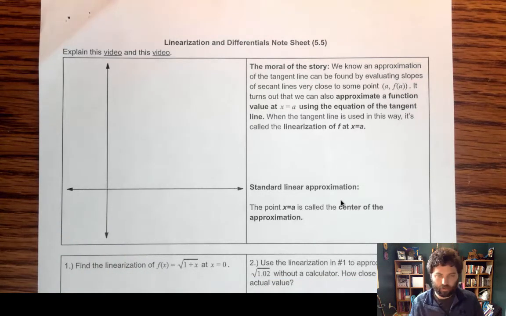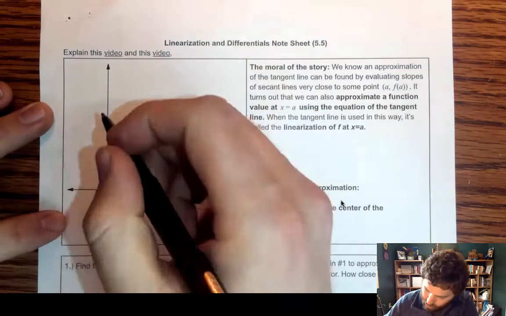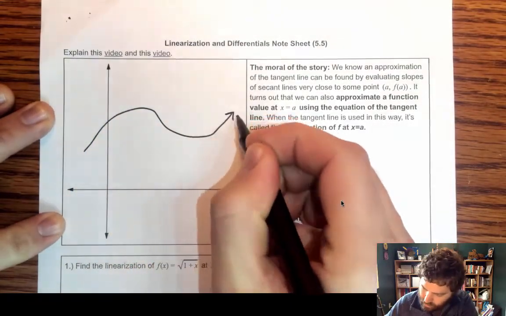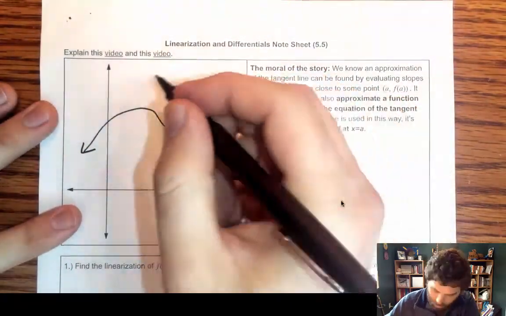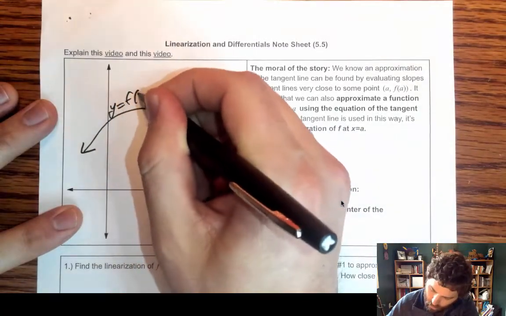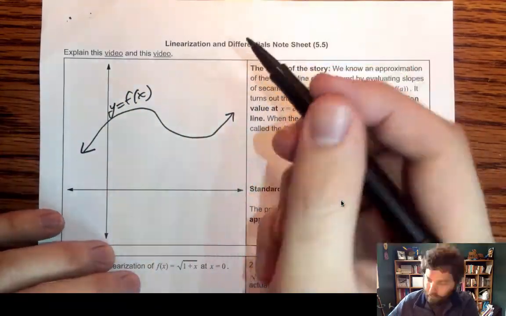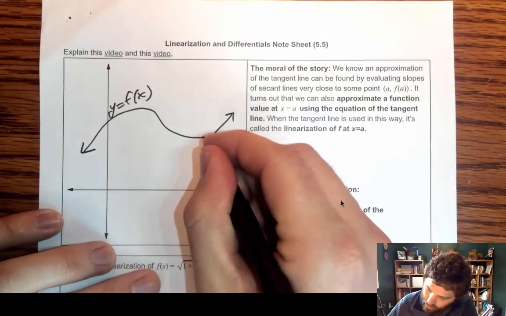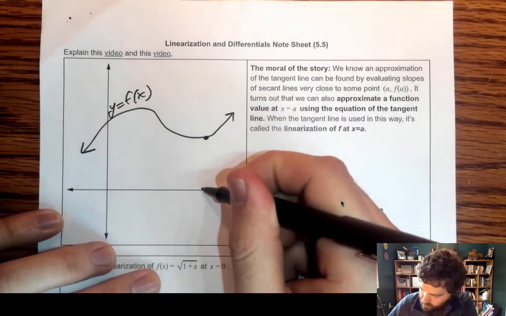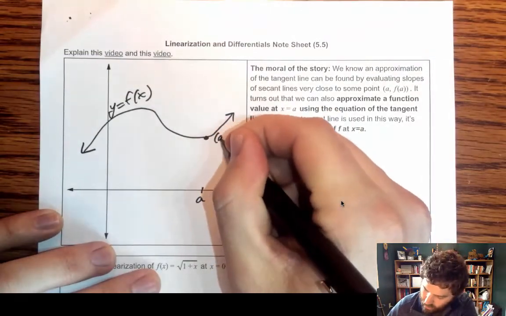All right, we're going to talk about linearization here, which is the first topic of section 5. And in section 5, within linearization, I want to graphically set up what we're doing. So let's start with just some arbitrary curve, y equals f of x. All right, and then we'll pick some point on the curve, at x equals a. We'll call this point a comma f of a.